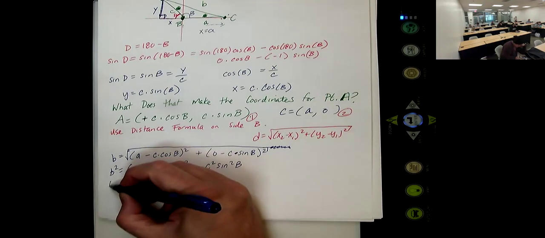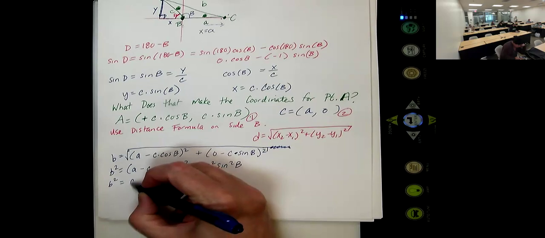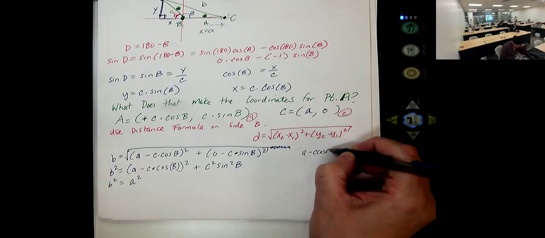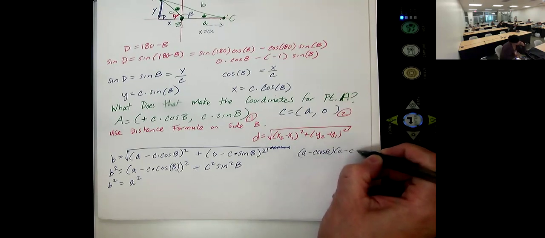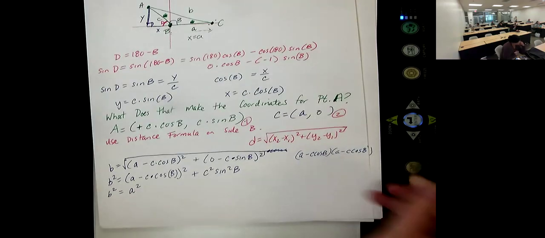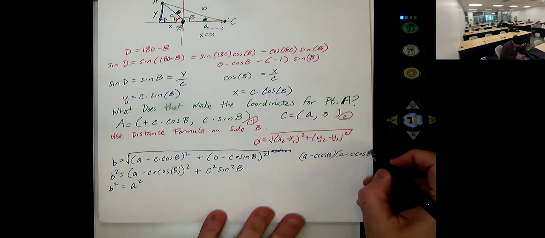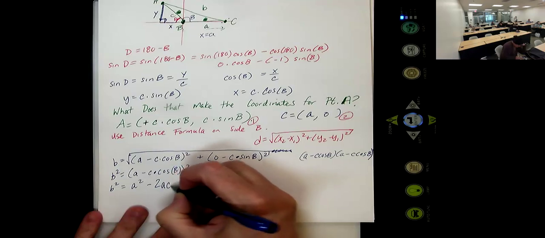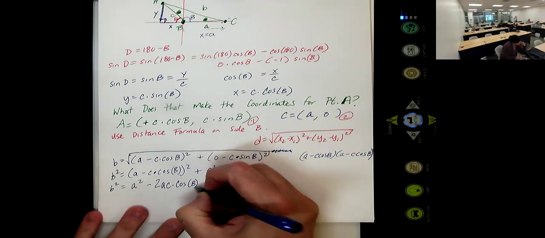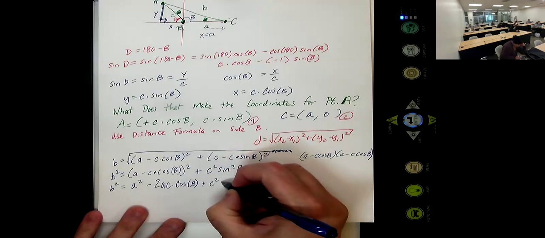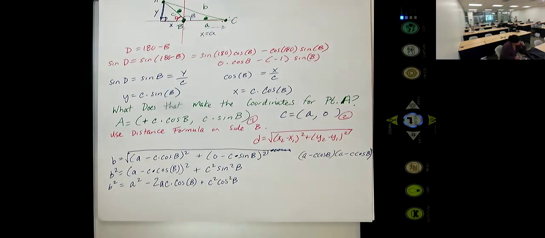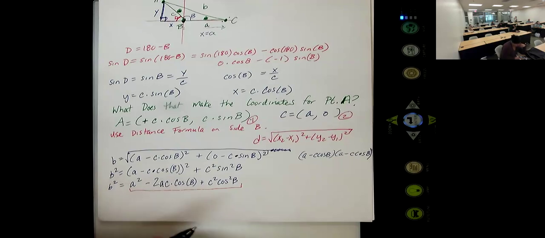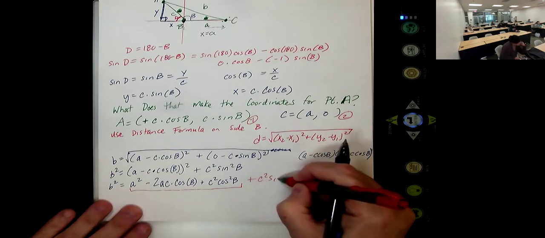Alright, so multiply this out. You're gonna get a squared, because remember, this is a minus c cosine b times itself. So we can't just square each term. We have to FOIL. And we're gonna get a squared minus two ac cosine b plus c squared cosine squared b. That's expanding the parentheses. And I still have plus c squared sine squared b.